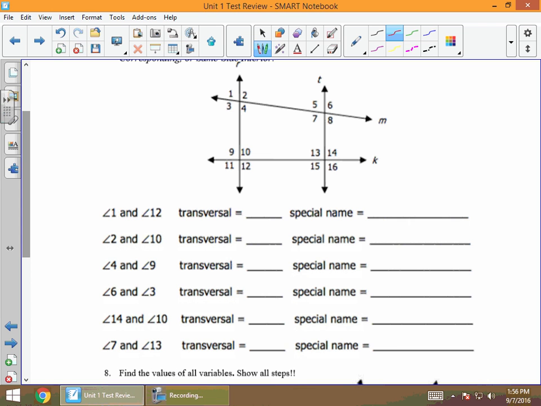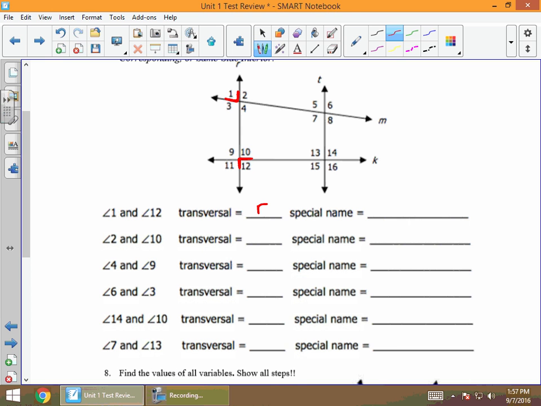So I'm going to start by looking at angle 1 and angle 12. One of the easiest things to do is angle 1. You'll notice I'm going to highlight angle 1 and angle 12. And angle 1 is made up by two lines. It's line M and line R. And angle 12 is made up by two lines. It's line K and line R. So the transversal is the one that they have in common. Which one do they share? They share line R. So that is the transversal.